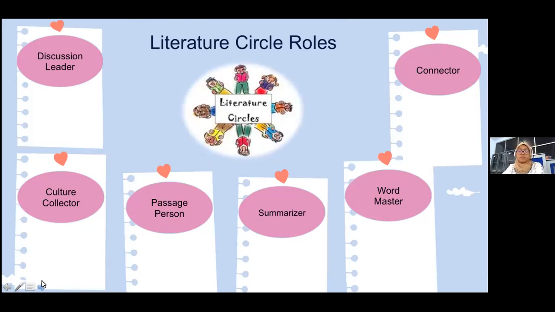Right now, I would like to carry on the next discussion. It's about roles in literature circle. There are 6 roles that must be performed by students. They are discussion leader, summarizer, connector, wordmaster, passage person, and also culture collector. And the students who are assigned the role will be the expert of their roles. And the next one, I will show you the jobs of every role.